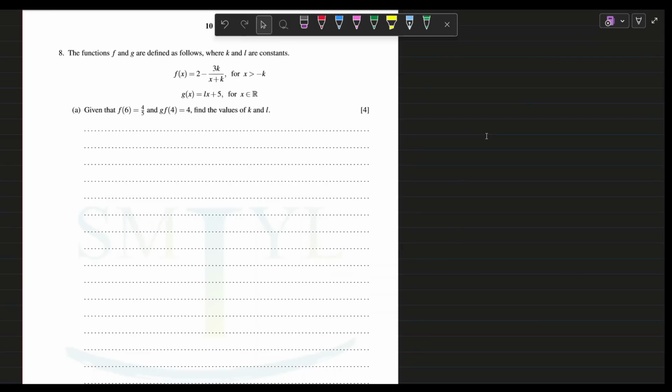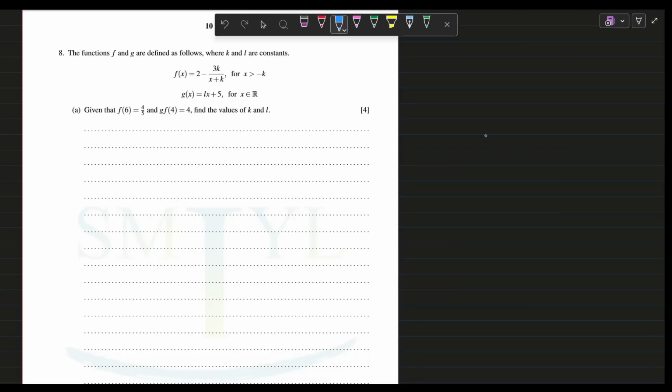Number 8. The functions f and g are defined as follows, where k and l are constants. f of x is equal to 2 minus 3k over x plus k for x is greater than negative k. g of x is equal to lx plus 5 for x is an element of all real numbers. Part A. Given that f of 6 is equal to 4 over 5 and gf of 4 is equal to 4, find the values of k and l.